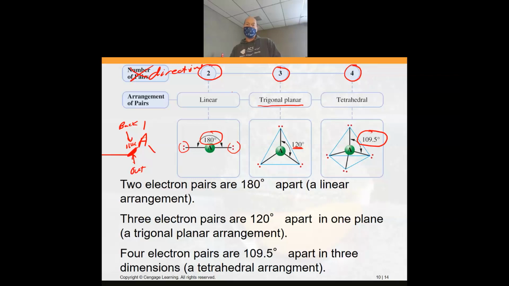All right, so you have to know the number of directions and the arrangement of the pairs, called the geometric arrangement. So when you have the arrangement, that is the geometric arrangement.